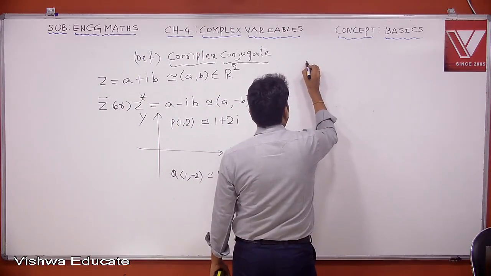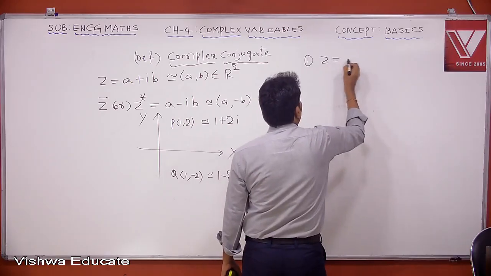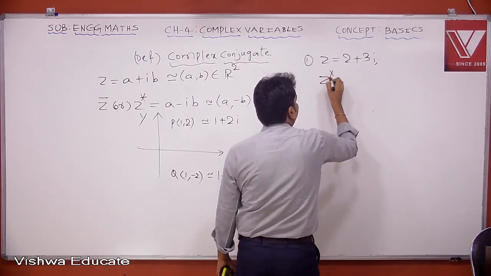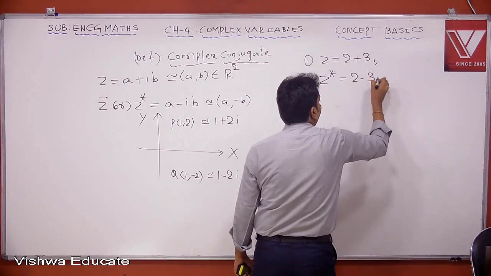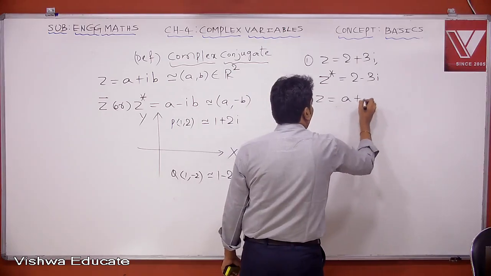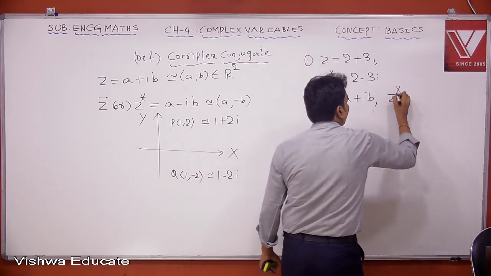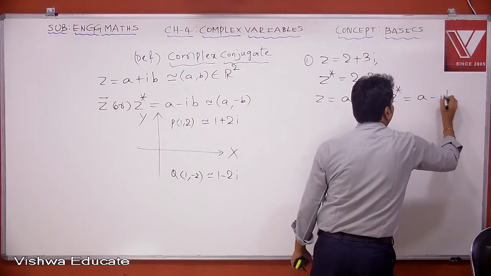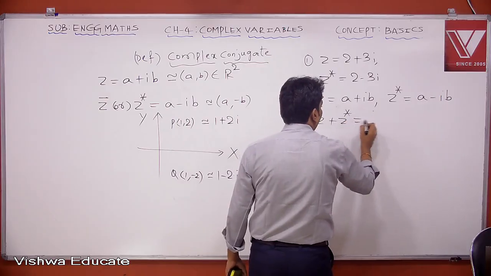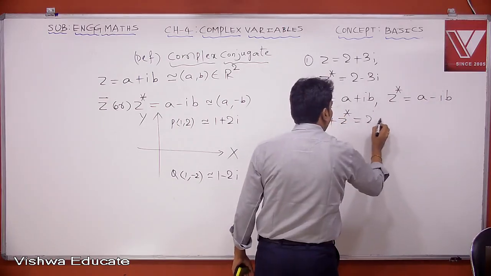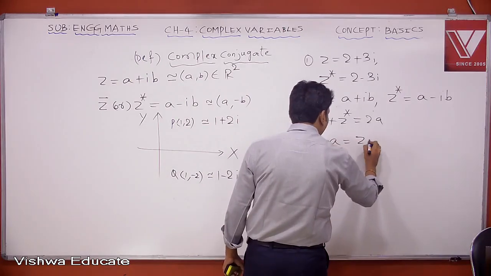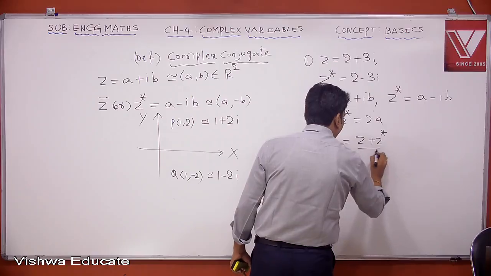Now, in this case, let us see. Suppose I have one example. Suppose I have a complex number z equal to 2 plus 3i. Now, in this case, what is my z star? This is 2 minus 3i. Now, I go for general. So, here z equal to a plus ib, and here z star equal to a minus ib. Now let us add these two. z plus z star equal to 2a, as ib minus ib gets cancelled. So this implies a is nothing but z plus z star divided by 2.